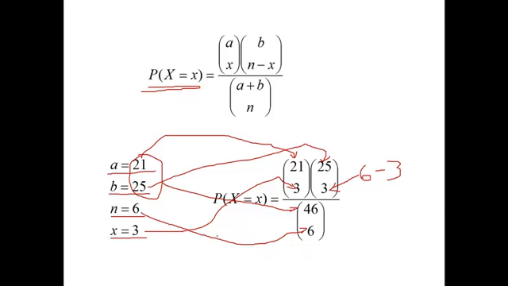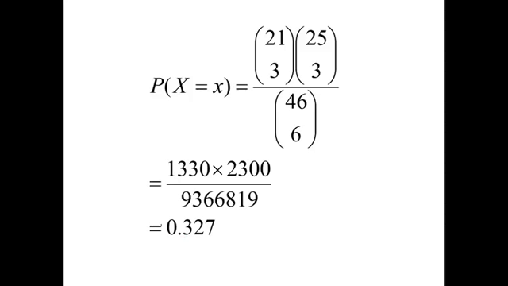All right, you take that and do the math on it. 21 choose 3 is 1,330. 25 choose 3 is 2,300. 46 choose 6 is 9,366,819. Again, do the math. This works out to 0.327.